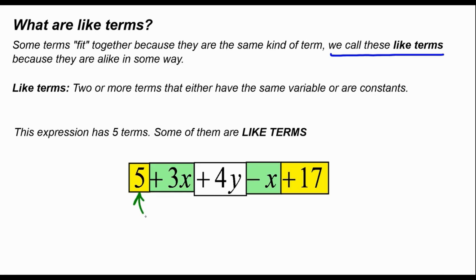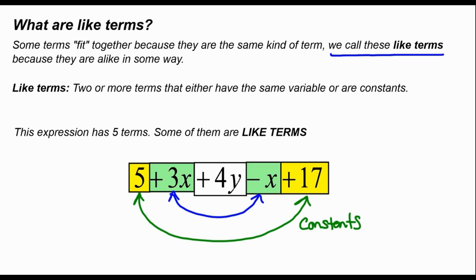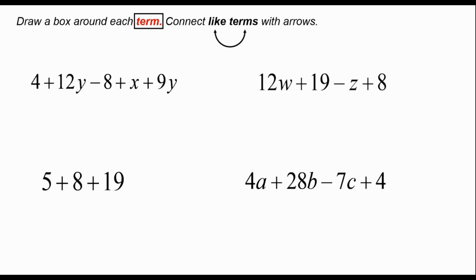So these terms here, the 5 and the 17, these are both constants. So they are like terms. They belong together. And then we have the 3x and the x, they belong together because they both contain an x in their terms. And then the 4y, that doesn't match with anything, so it's kind of by itself. It doesn't have any like terms in the expression. So the last thing we want to be able to do is identify like terms in any algebraic expression. So again, we're going to draw boxes around our terms, and we're going to connect like terms with arrows.